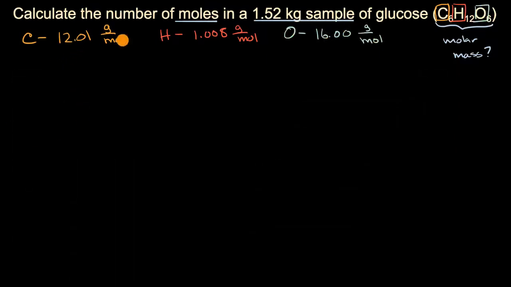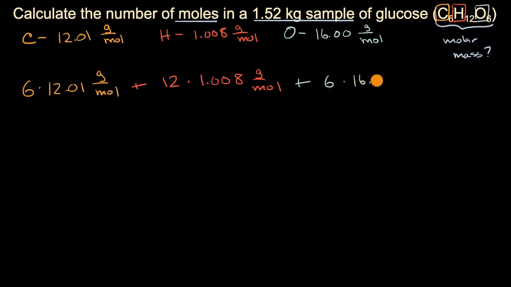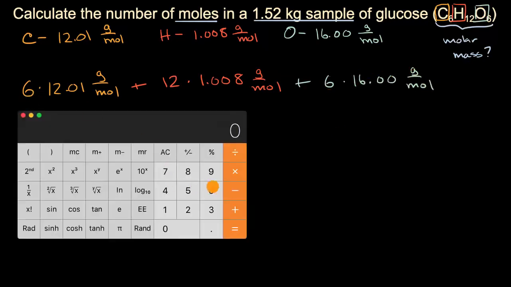So the molar mass of glucose is going to be 6 times the molar mass of carbon, plus 12 times the molar mass of hydrogen, plus 6 times the molar mass of oxygen. So it's going to be 6 times 12.01 grams per mole, plus 12 times 1.008 grams per mole, plus, every molecule of glucose has 6 oxygens, 6 times 16.00 grams per mole.